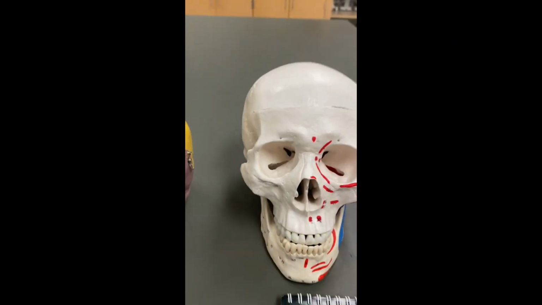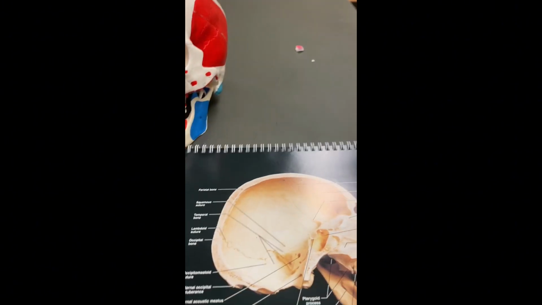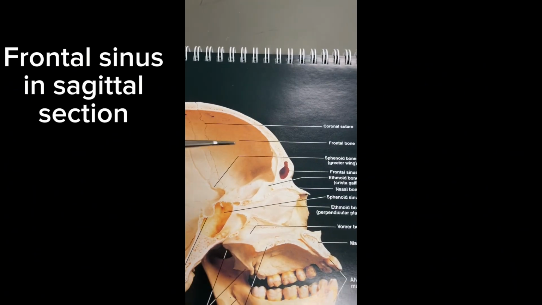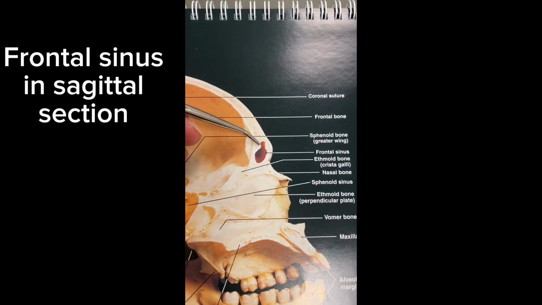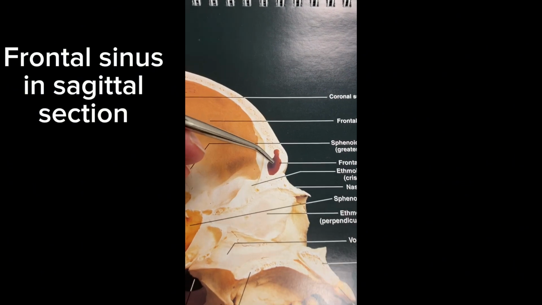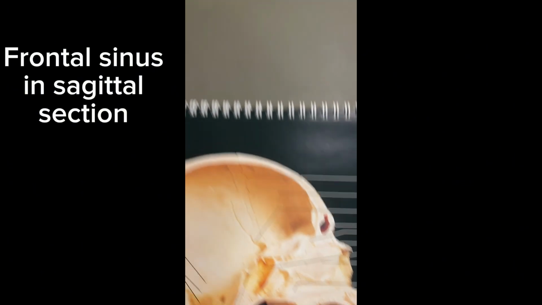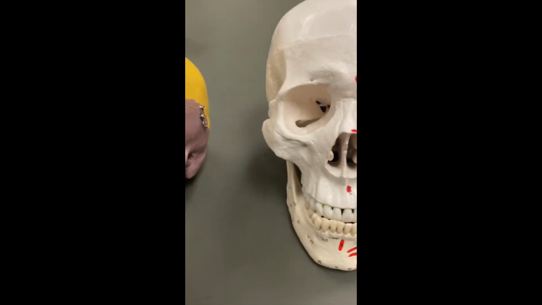Now, the only other thing we have for the frontal bone that you need to know is the frontal sinus. However, you have to have a cross section or a sagittal section of the skull to be able to see it. So here is a picture that shows you the frontal sinus that would be in the frontal bone, but we do not have any models depicting that in lab.